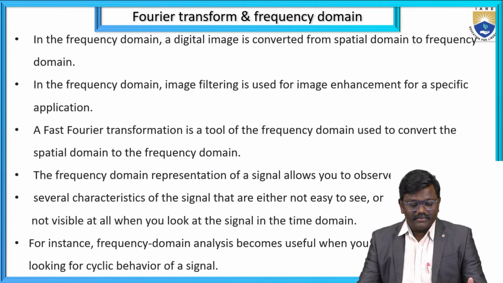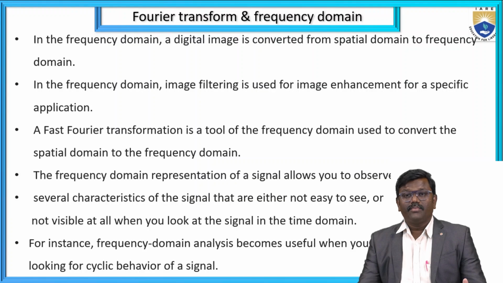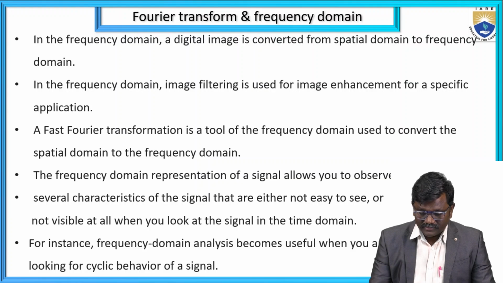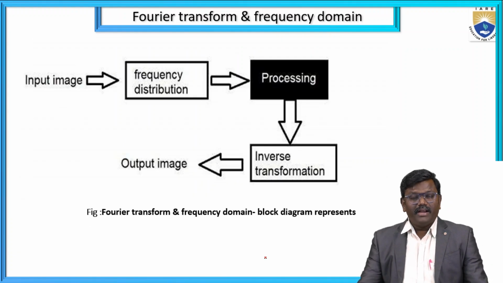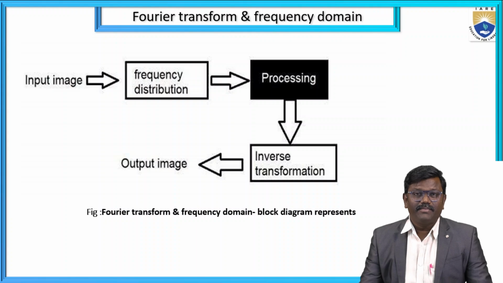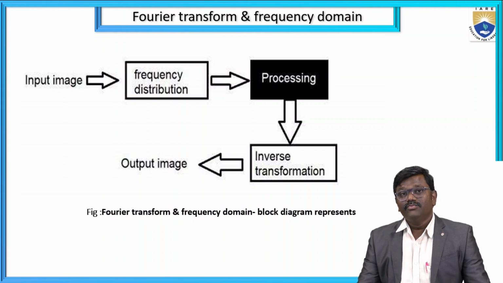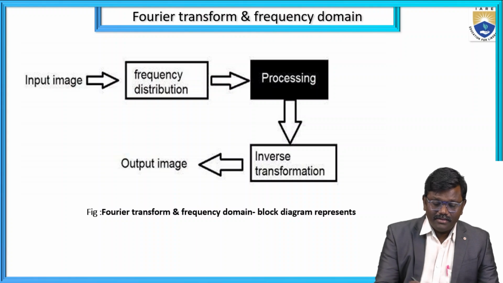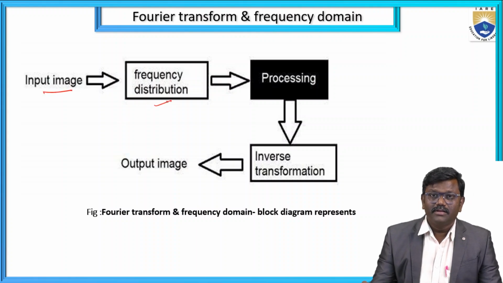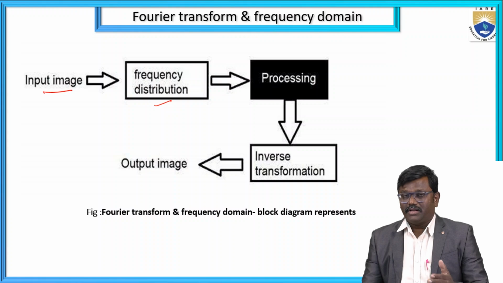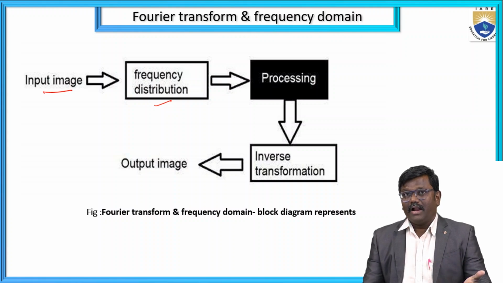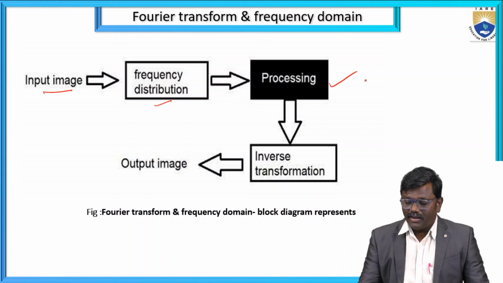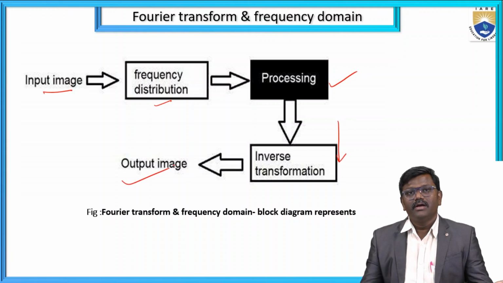You can also concentrate here, for instance, on frequency domain analysis, which becomes useful when you are looking for cyclic behavior of a signal. The theory we are discussing here may be a little bit confusing, so we represent the same process with a simple block diagram. We take any input image, apply the frequency domain, that is the frequency distribution, which depends upon the properties of frequency, and we do the pre-processing. Then we apply the inverse transform, and we get the required output image.